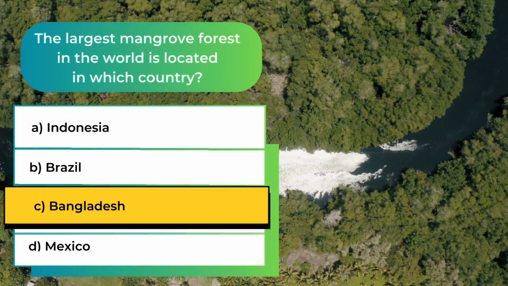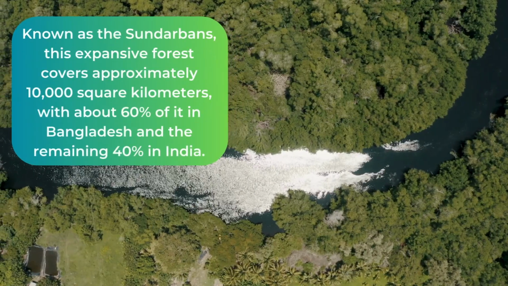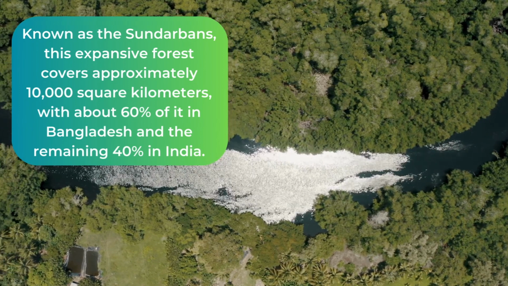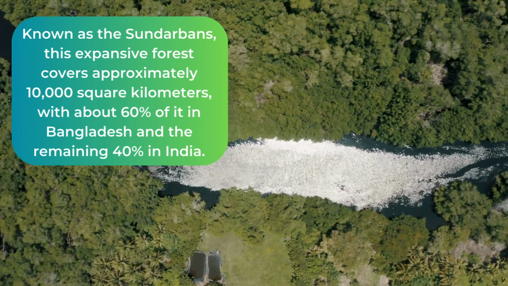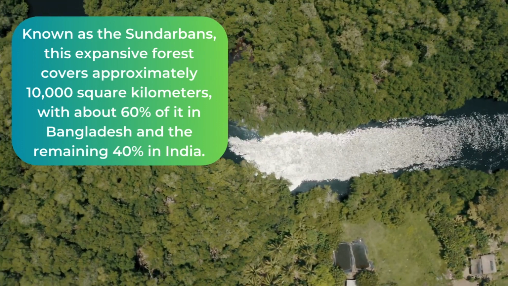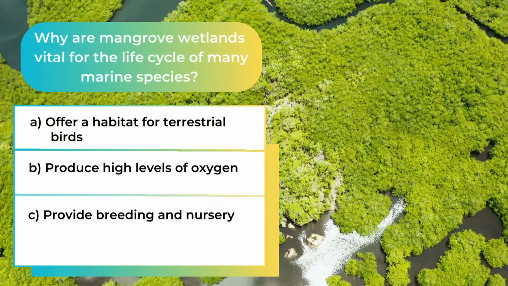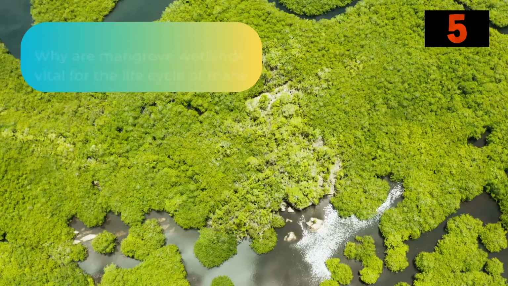The answer is C. Bangladesh. Known as the Sundarbans, this expansive forest covers approximately 10,000 square kilometers, with about 60% of it in Bangladesh and the remaining 40% in India. Why are mangrove wetlands vital for the life cycle of many marine species?